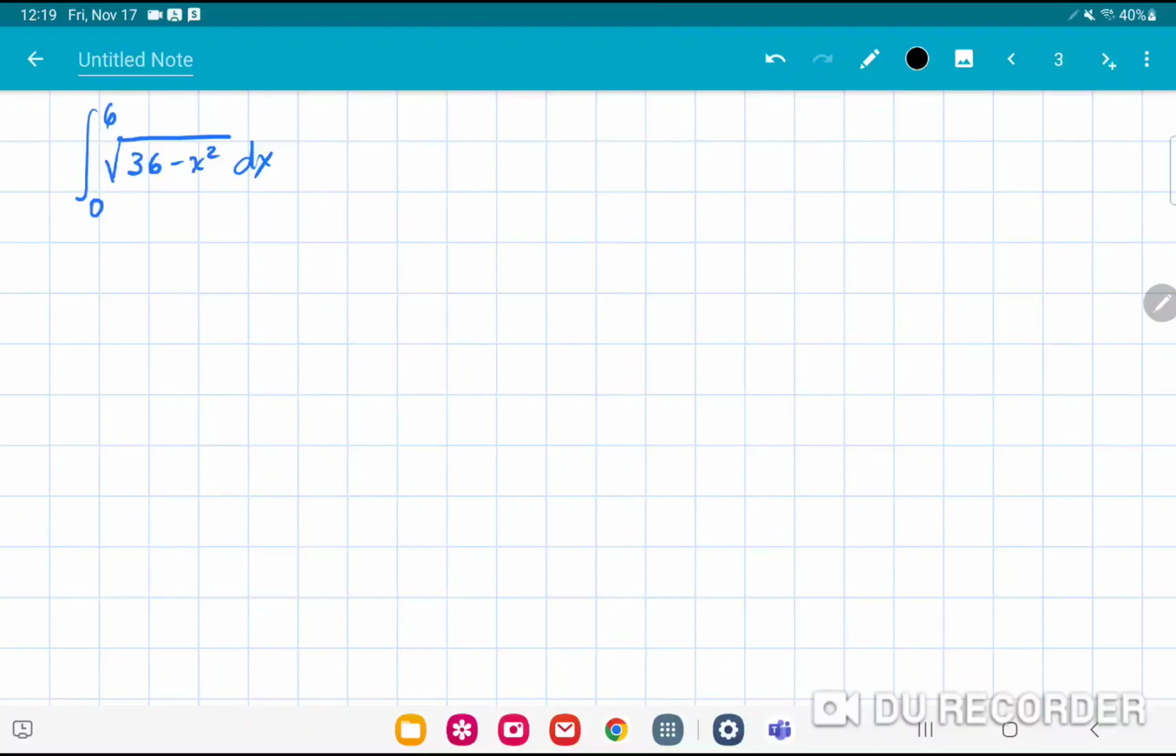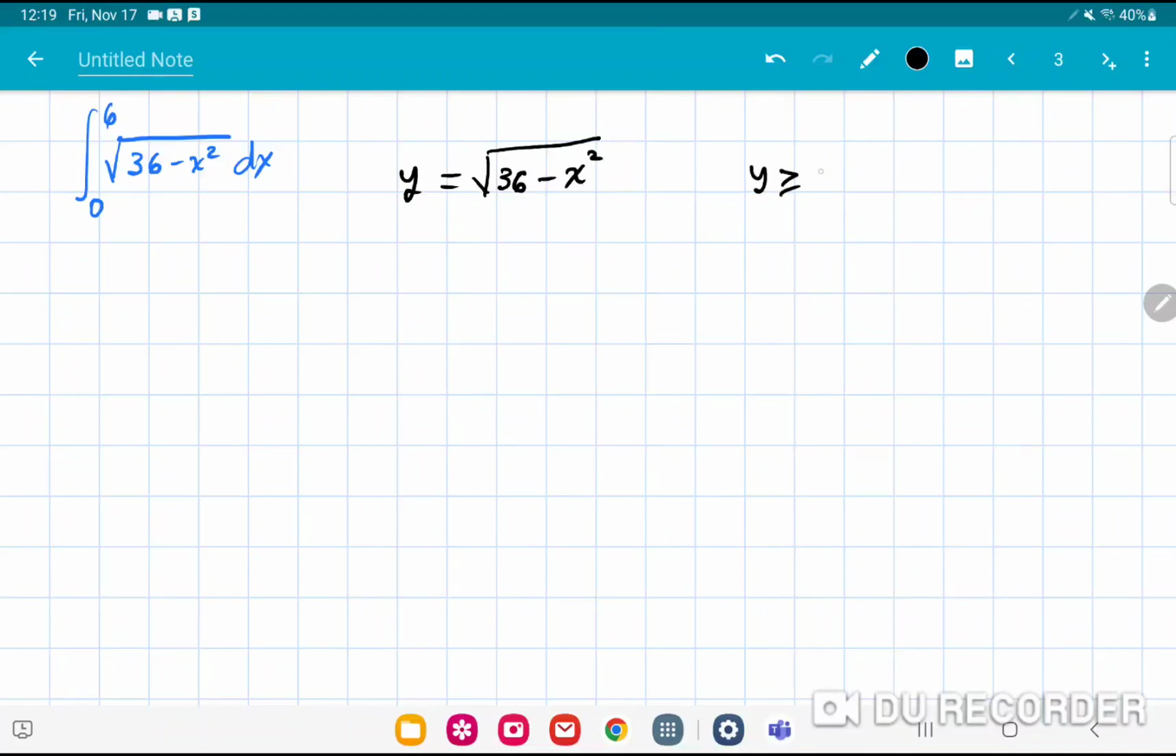They want us to integrate square root of 36 minus x squared from 0 to 6. This will be my last example for today. So I want to draw the graph of this function. I did something similar a while back in class. So I'm going to do this.